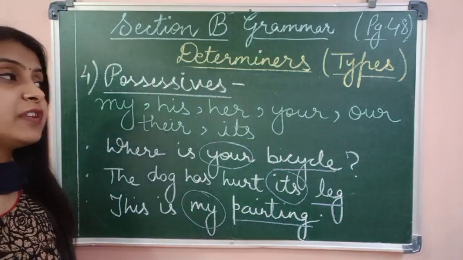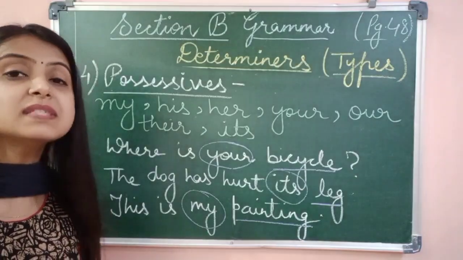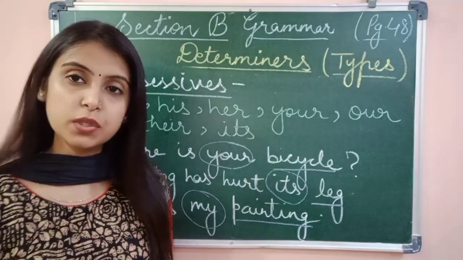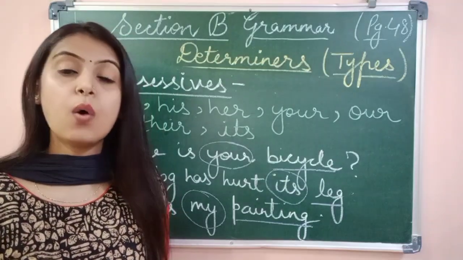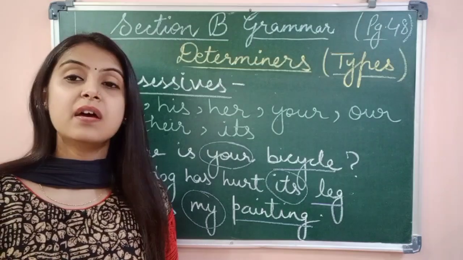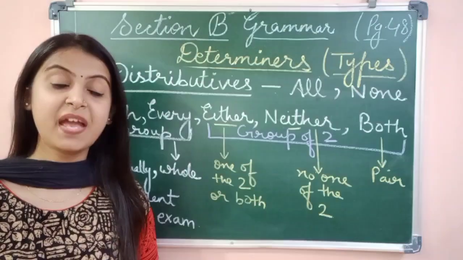So possessives are the determiners that are used to show possession, belonging, or ownership. Fine. Now, the next determiner, the last determiner that we are going to study is distributives.